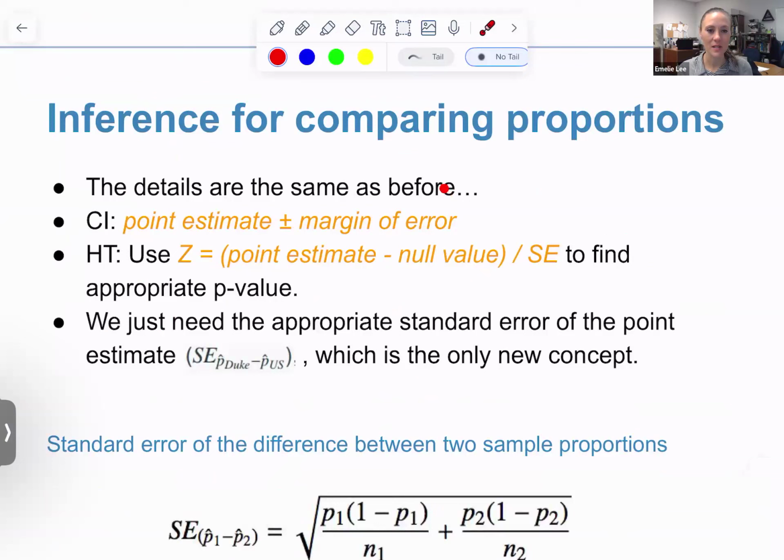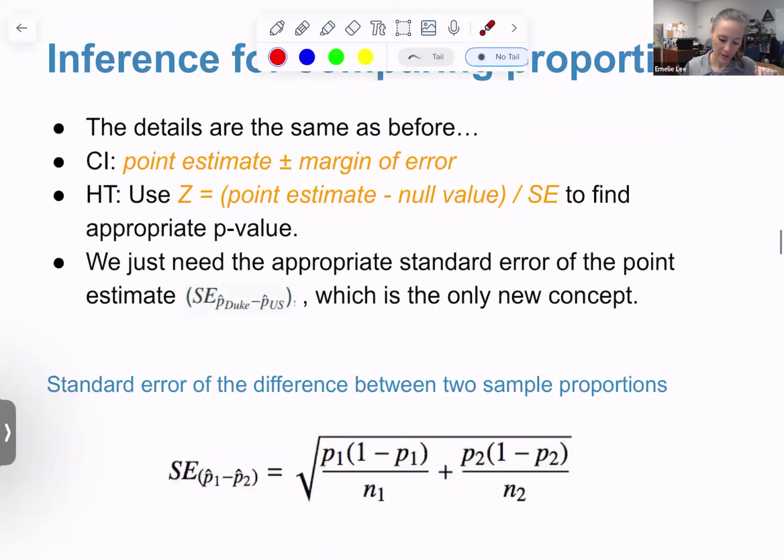So what we've already discussed is that everything's basically staying the same. How do I make a confidence interval? Well, I need the point estimate plus or minus some margin of error. We're going to find out what that margin of error is. In fact, we've already seen it on the formula sheet, so you already have it. To do a hypothesis test, we're going to use a z-score, which has the same format as before: the point estimate minus the null value divided by the standard error of the point estimate. So now we just need to find the appropriate standard error for this point estimate, which is really the only new thing.